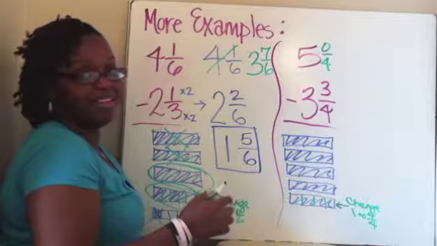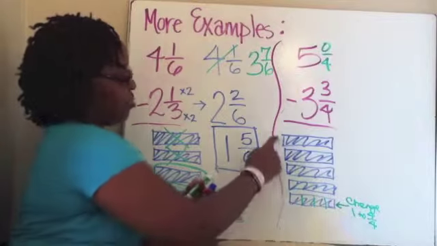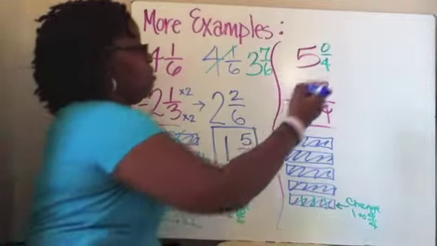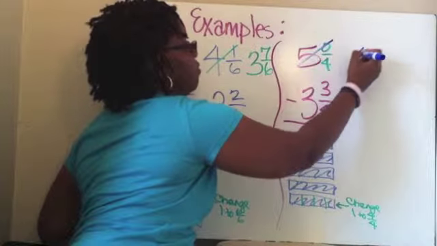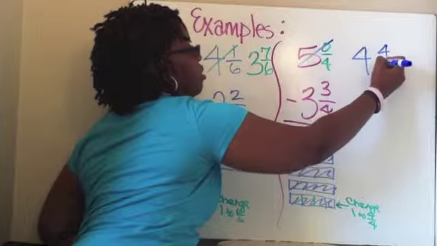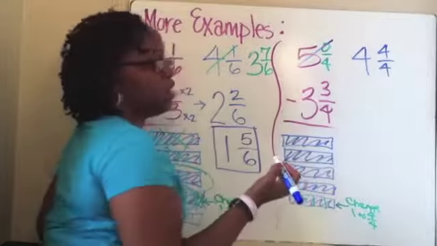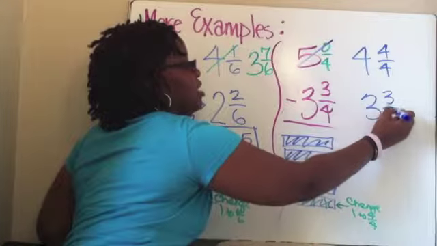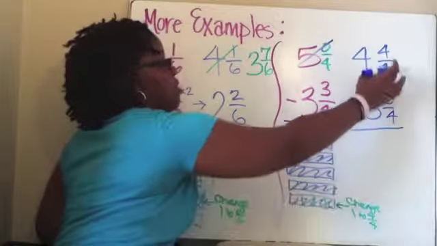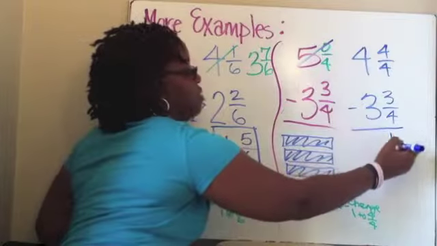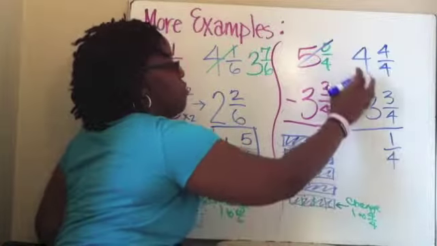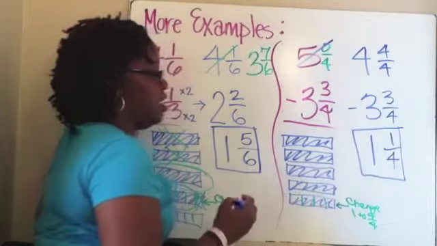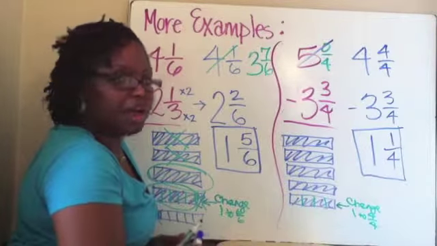Okay, now we can rename as the improper fraction because we've got 4 wholes and then 4/4. So 5 becomes, because we're borrowing, 4 and 4/4. Okay? Now I can take away 3 and 3/4. Subtract my fractions. 4/4 minus 3/4 is 1/4. 4 minus 3 is 1. Okay? And let's check it just by going with the model, okay?